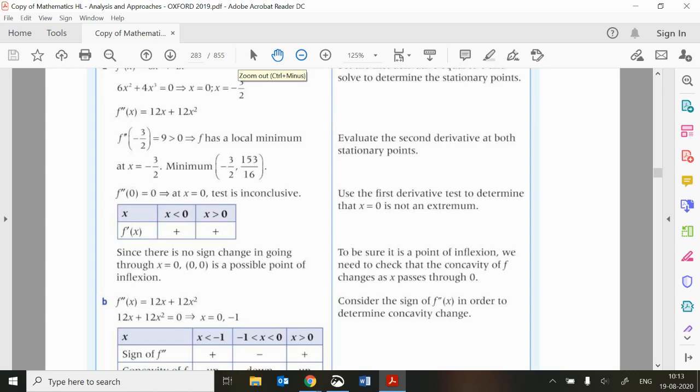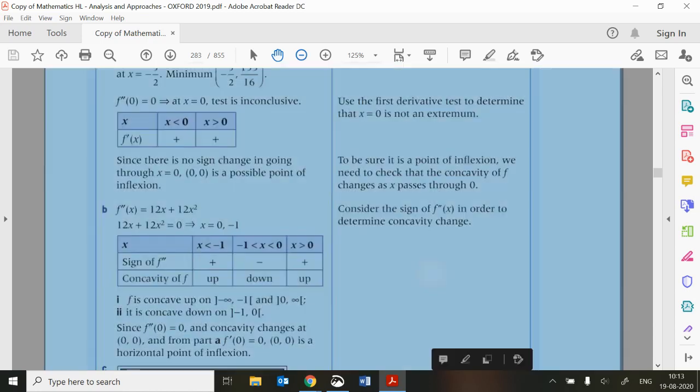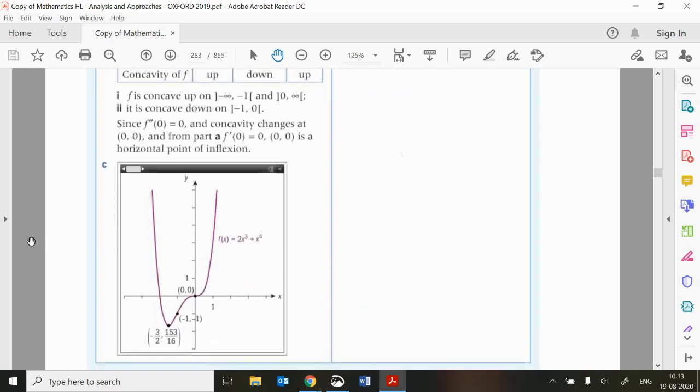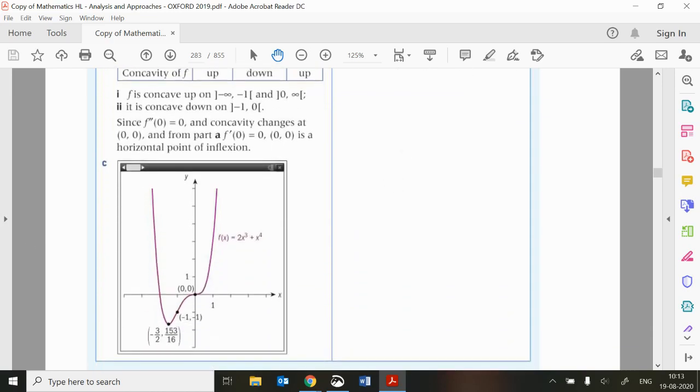We may well have a point of inflection, but you know what we need to do? We need to check the concavity either side. Okay, when we check the concavity either side of 0, you see that you have concave downwards and then concave upwards. And that obviously means that we do have our point of inflection. It's not the same on both sides, otherwise we'd have a turning point. And then you can sketch the graph, and it's looking a bit similar to the last one, in fact. Okay, well, there you go.